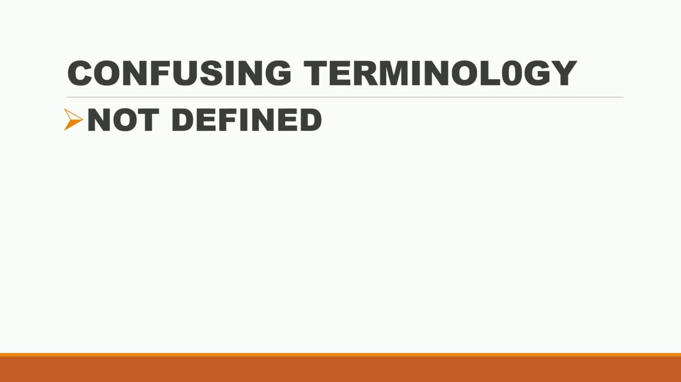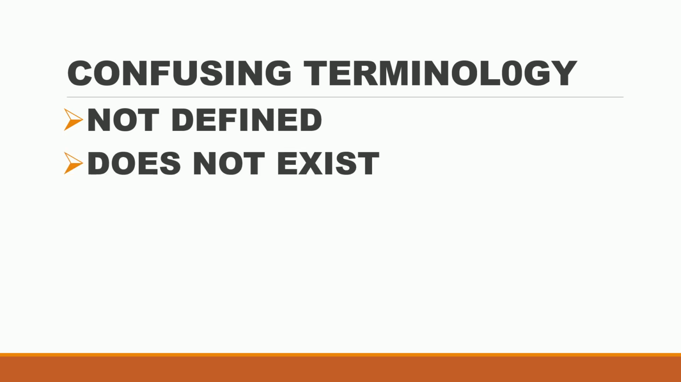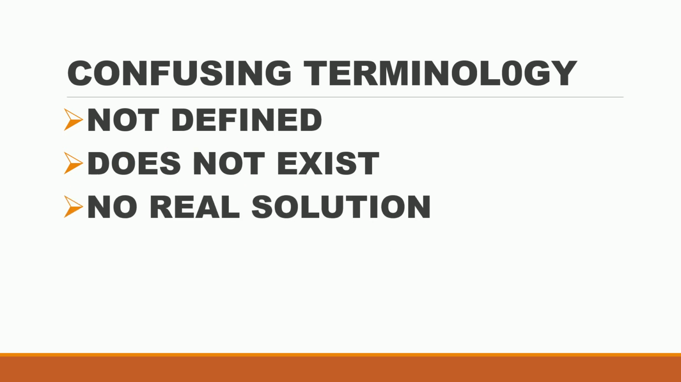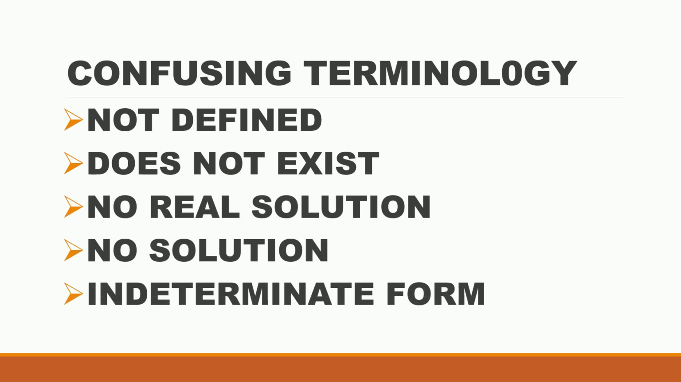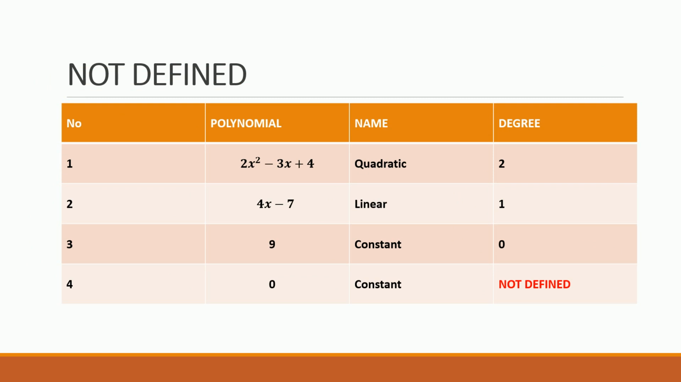I have identified certain confusing terminology here. What are they? Not defined, does not exist, no real solution, no solution, indeterminate form. These are some of the identified terminology which cause us confusion. Let us examine one by one with a suitable example for each. First one is not defined.